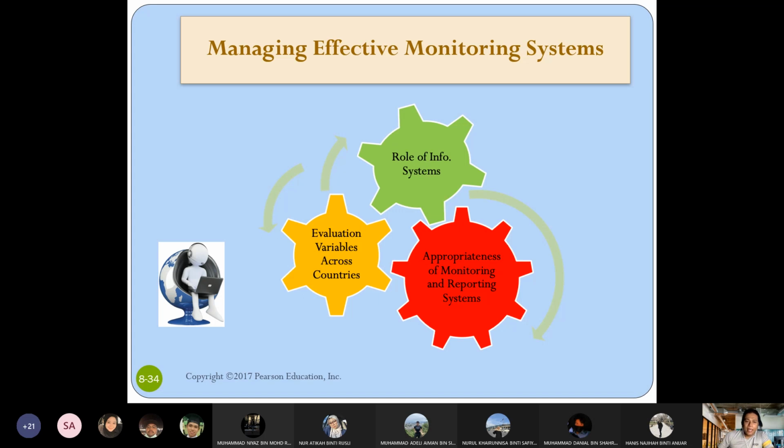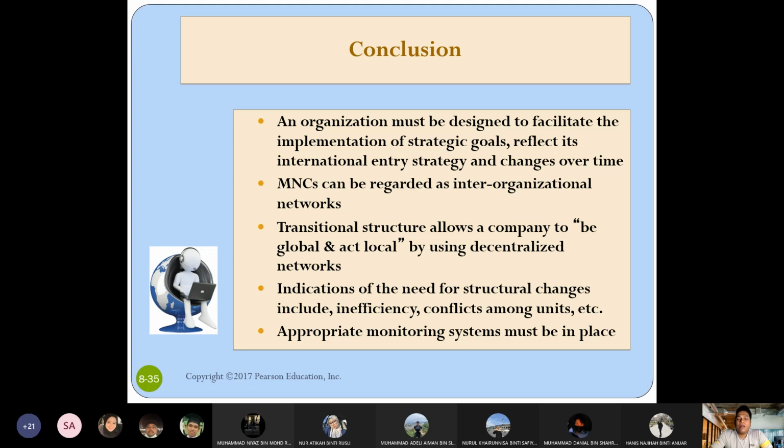Okay. And the last slide is the conclusion. An organization must be designed to facilitate the implementation of the strategic goals, reflect its international entry strategy, and change over time. So before we choose the entry mode or entry strategy, either franchise or licensing, or outsourcing, or maybe a manufacturing contract and other entry strategies, you must look at what the strategic goals are, what the vision and mission of the organization are. Okay, this is very important.